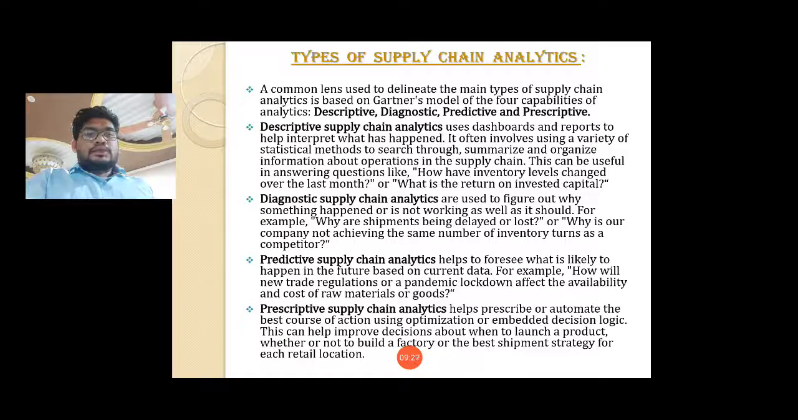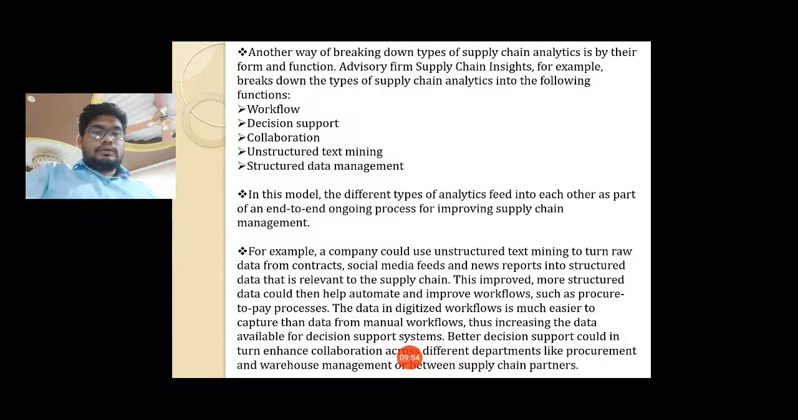The fourth and last one is prescriptive supply chain analytics. It helps to prescribe or automate the best course of action using optimization or embedded decision logic. This can help improve decisions about when to launch a product, whether or not to build a factory, or the best shipment strategy for each retail location. So it will give the best decision, which is most profitable to the organization.